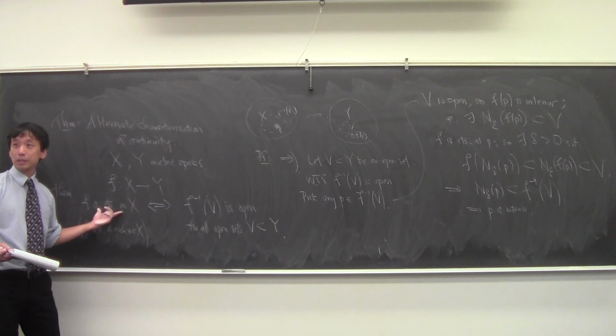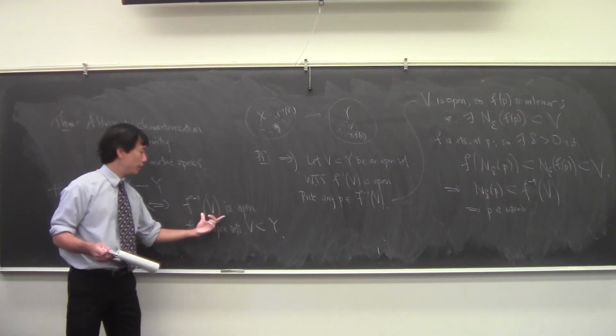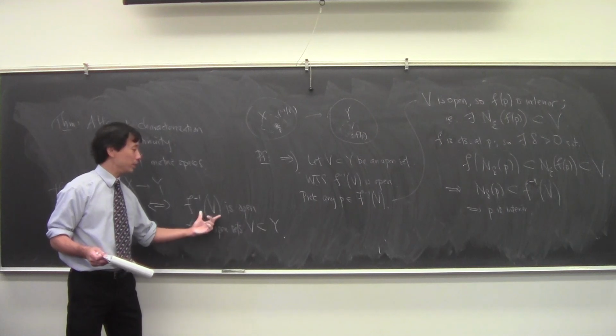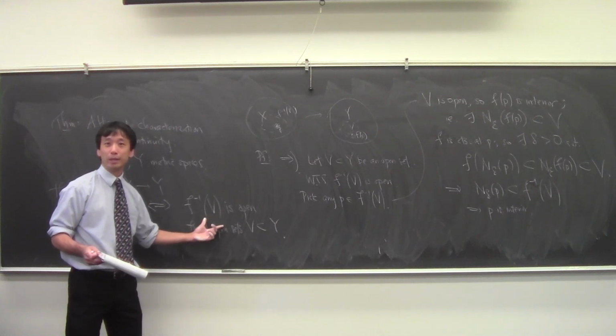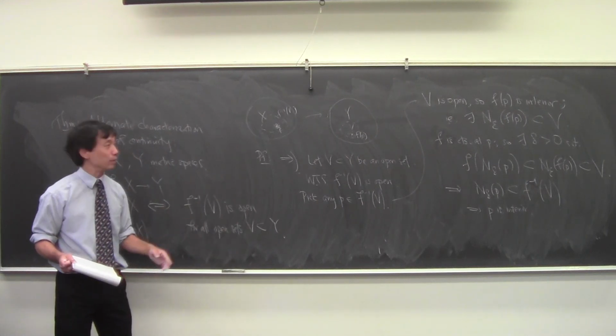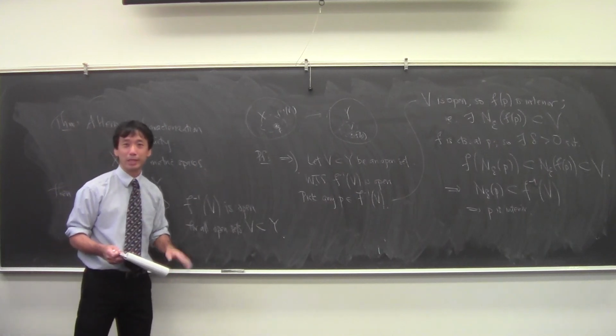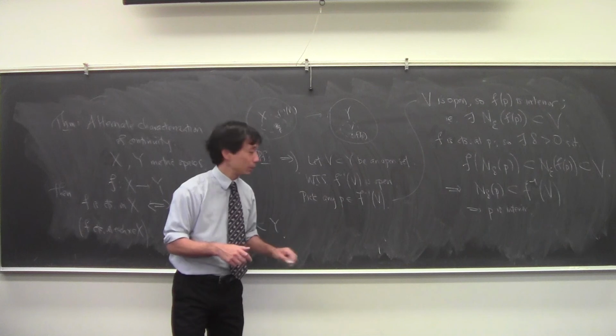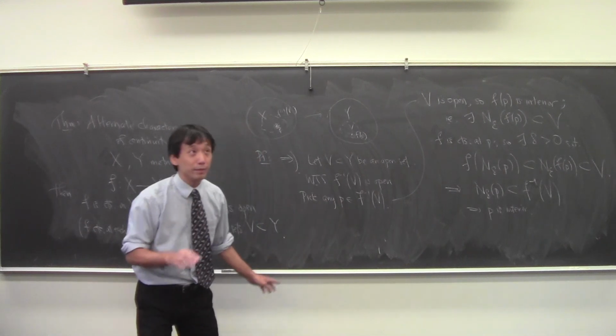And so you see that if f is continuous, then every pre-image of an open set is going to be open. And then the opposite proof is also pretty similar to this. So I'll let you read the opposite proof. Okay, that's it for today.